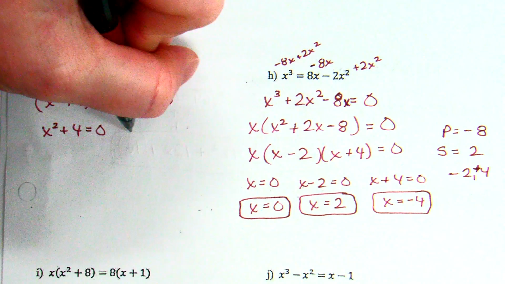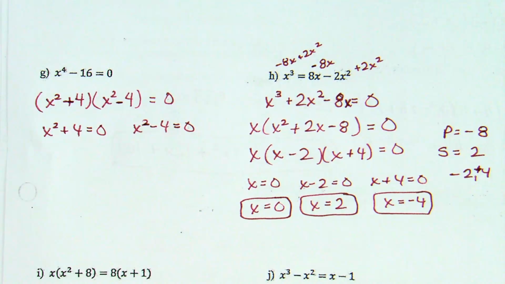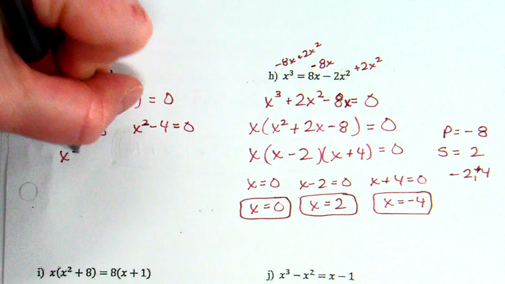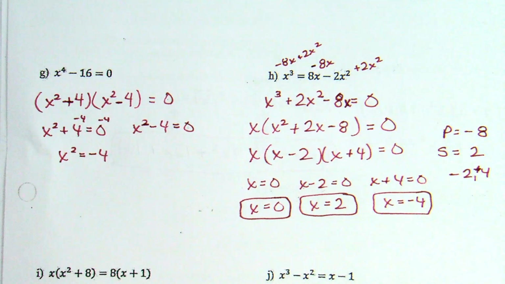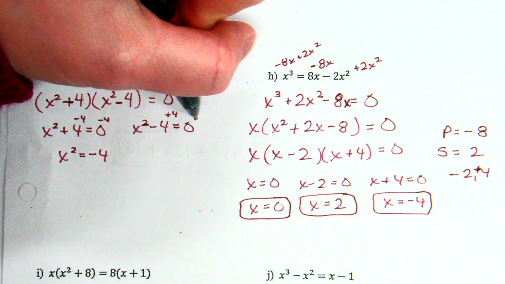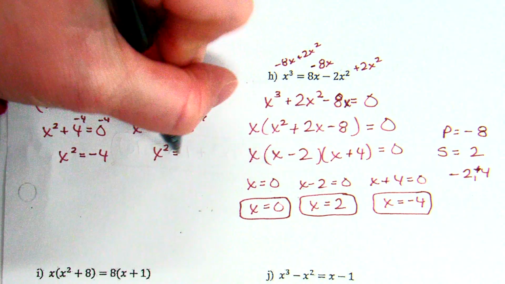X squared plus 4 equals 0. X squared minus 4 equals 0. How do we solve for x when there's just an x squared? Okay, we want to get the x squared by itself, right? So it's x squared plus 4. We're going to subtract 4. X squared equals negative 4. Same thing on the other one. If it's x squared minus 4, we're going to add 4.